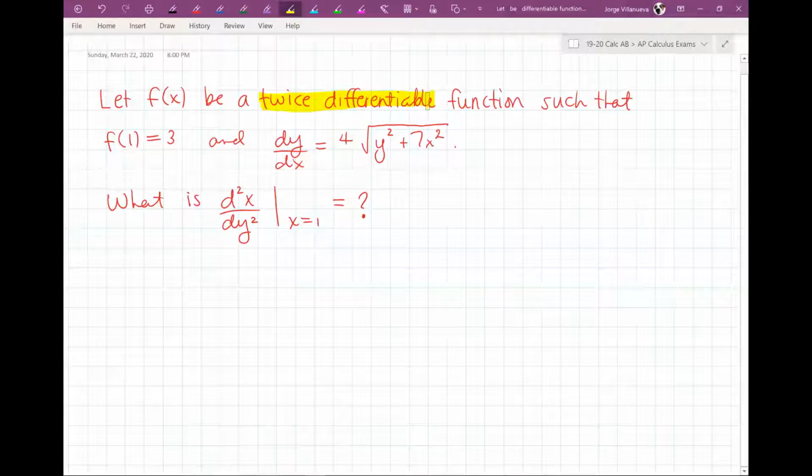But let f of x be a twice differentiable function such that f of 1 equals 3. Now remember, f of 1 equal to 3 is called an initial condition. So it's something that they're giving us. They're telling us this is important. So make sure you're aware of that.